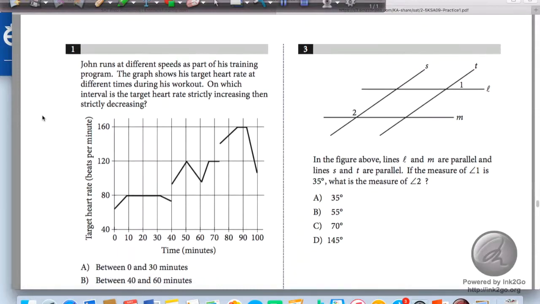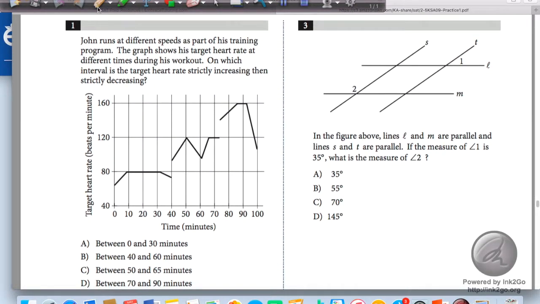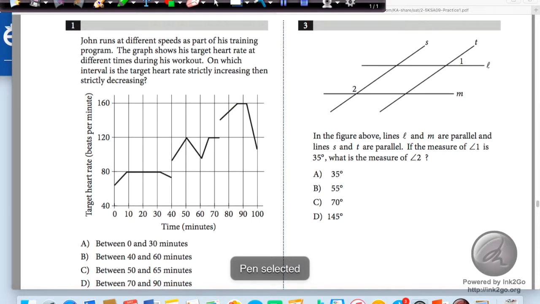And here we are. John runs at different speeds. As part of his training program, the graph shows his target heart rate at different times during his workout. So quickly, I'm going to scan. Target heart rate is on the y-axis, time is on the x-axis, and it asks on which interval is the target heart rate strictly increasing, then strictly decreasing. So I really want to look for something that is strictly increasing, then strictly decreasing.